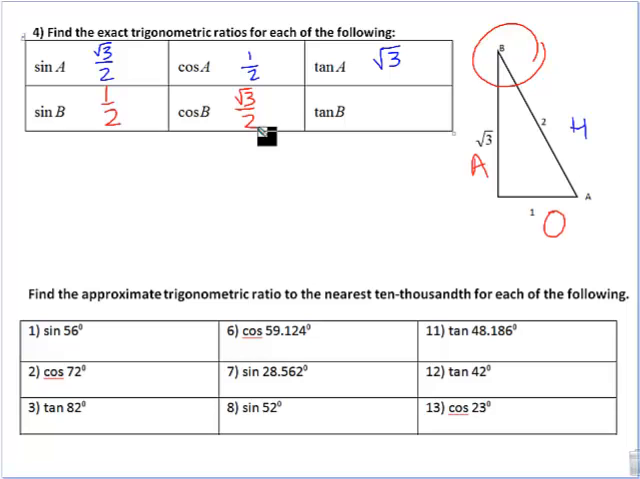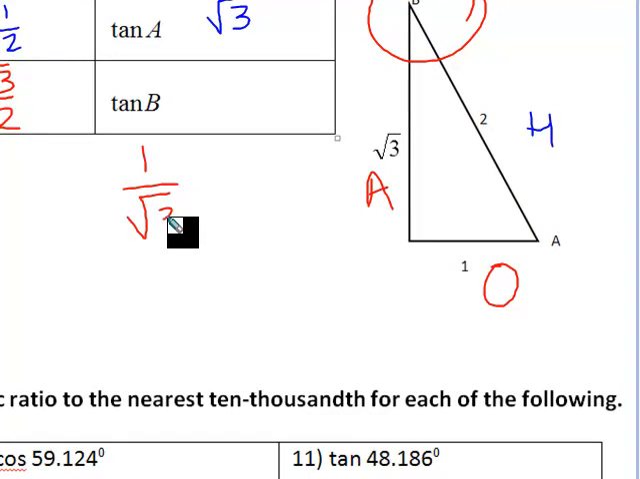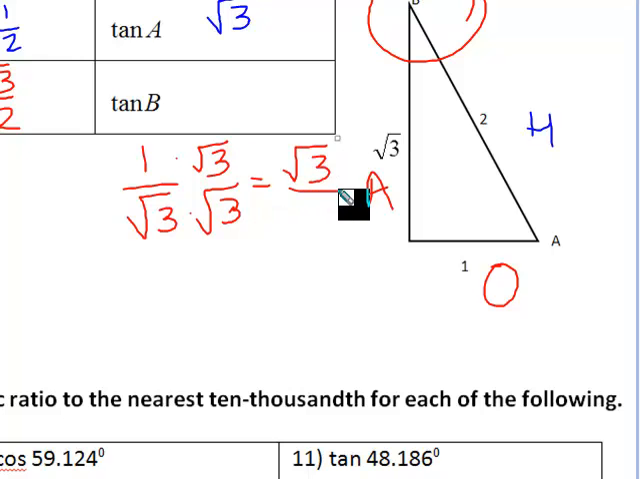Tangent of B. Okay, 1 over square root of 3. Now, is that simplified? No, because we have a square root in the denominator. So what can we do to simplify this? By the square root of 3. So if we multiply this by the square root of 3, we have the square root of 3 over 3.